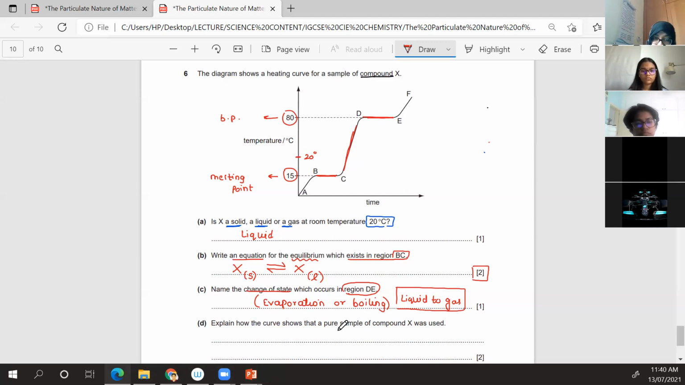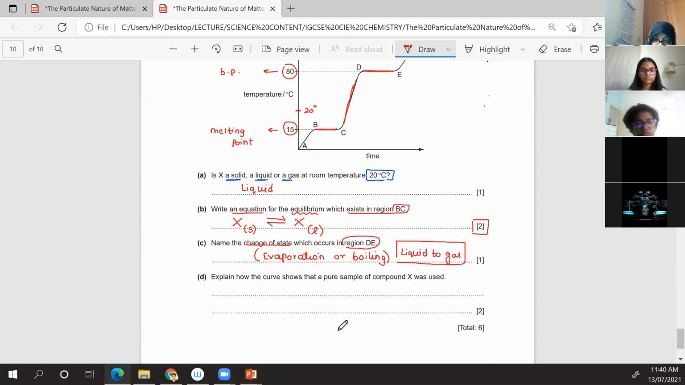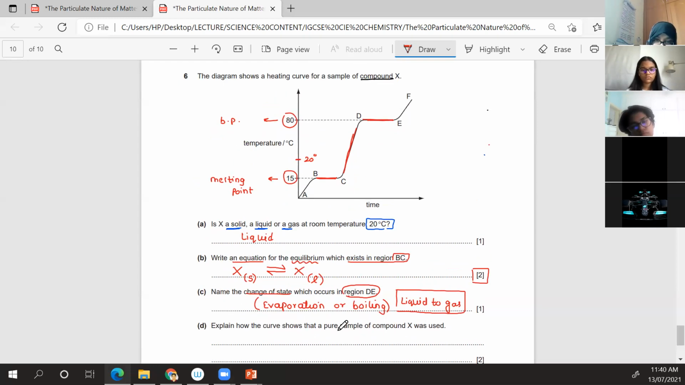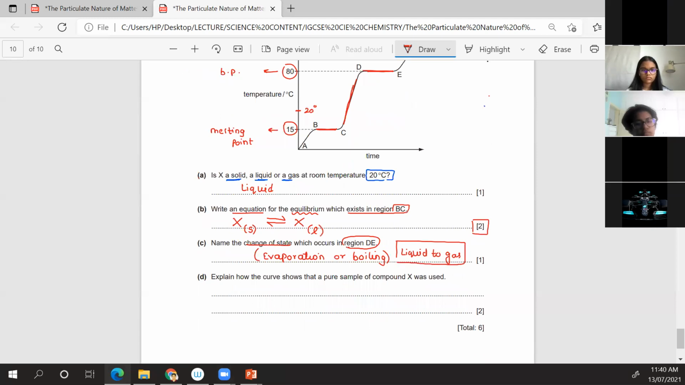Next, explain how the curve shows that a pure sample of compound X was used. How do we say that the compound is pure? Again, it's a 2-mark question, so we need to write 2 points. We will write that in region BC. What happens in region BC?